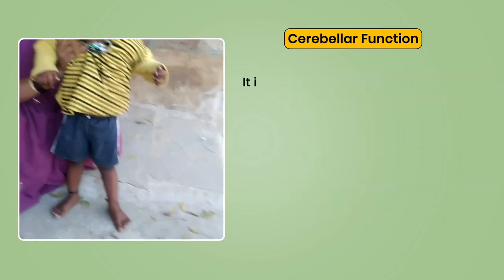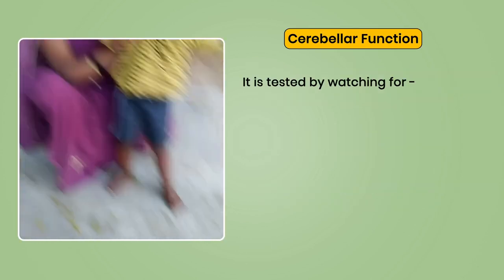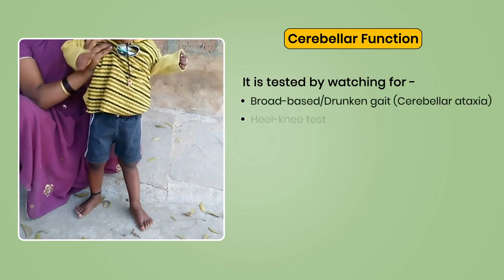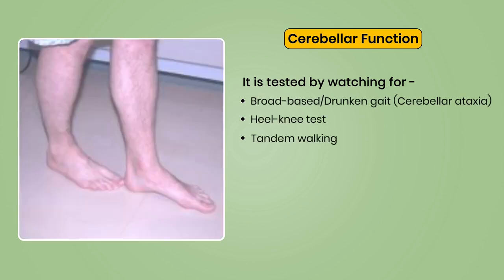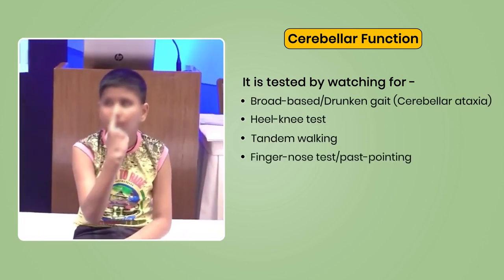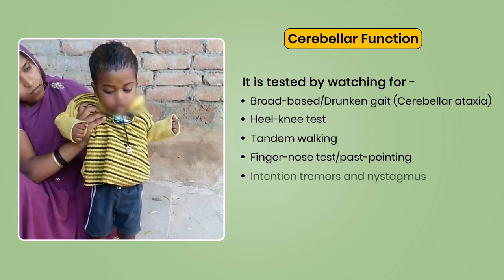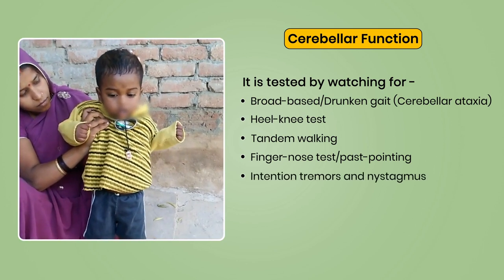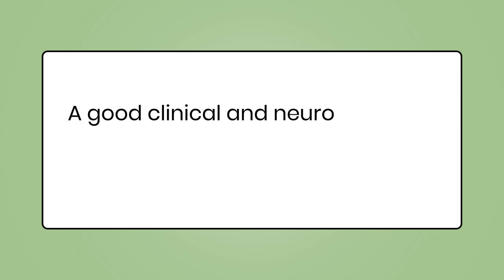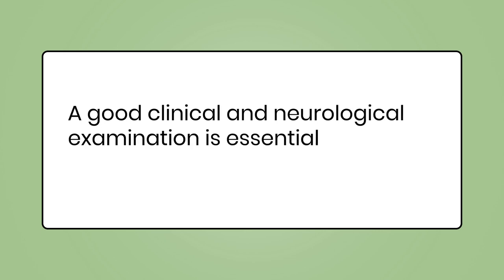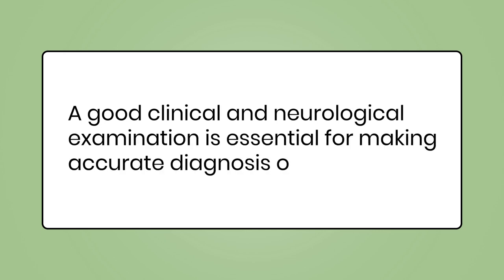Cerebellar function. It is tested by watching for broad-based or drunken gait, heel knee test, tandem walking, finger nose test or past pointing, intention tremors and nystagmus. A good clinical and neurological examination is essential for making accurate diagnosis of an AFP case.